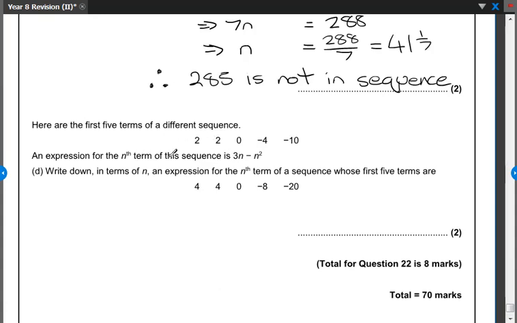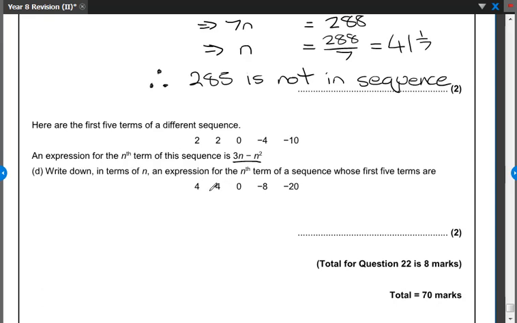Last question, which a lot of people were bamboozled by, which is actually quite simple. Here are the first 5 terms in a different sequence. Notice, from 2 to 2 is 0, 2 to 0 is minus 2, 0 to minus 4 is minus 4, minus 4 to minus 10 is minus 6. So it's not arithmetic. It's not the same difference every time. Don't worry about that. We're told an expression for the nth term is this. So they're telling you what the nth term is.